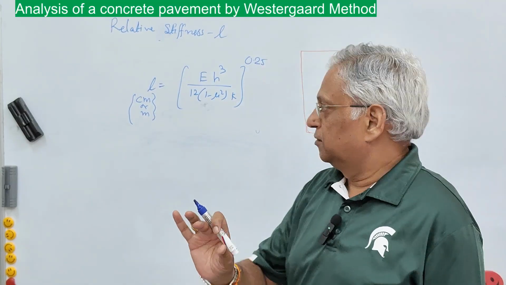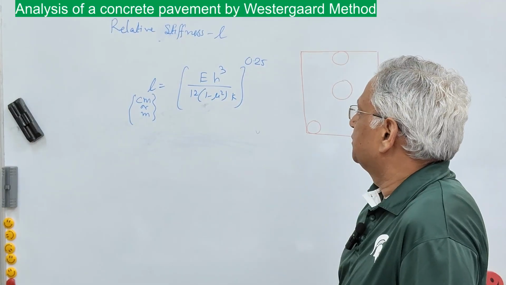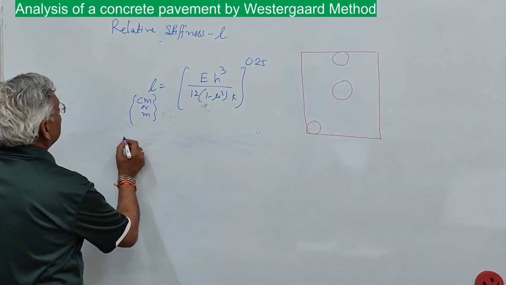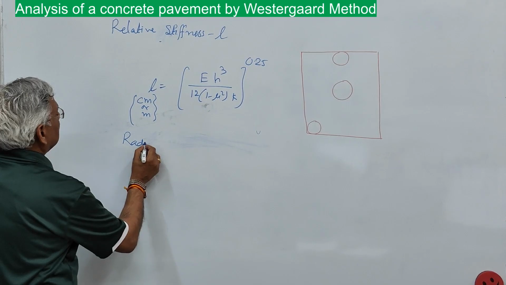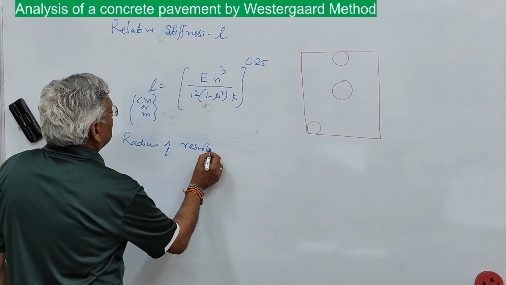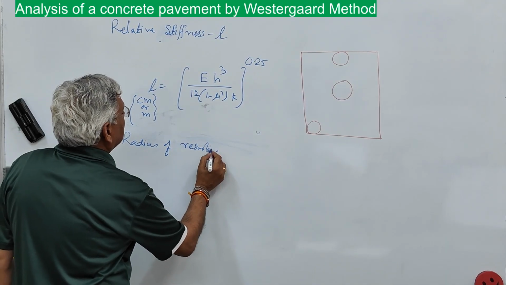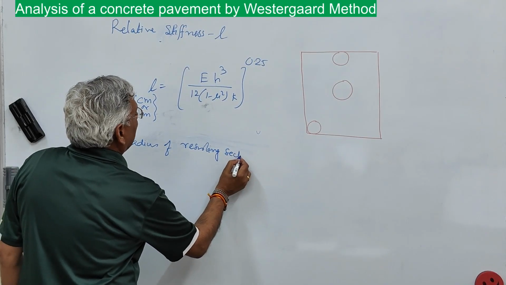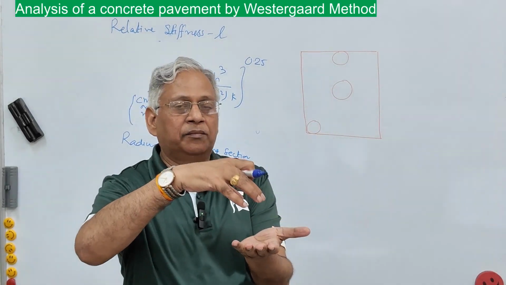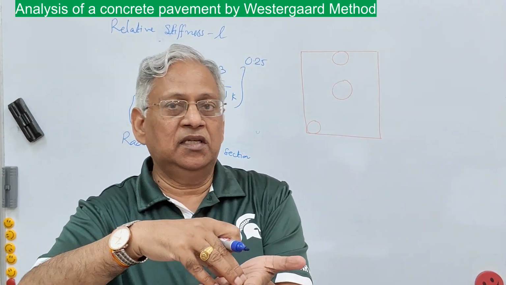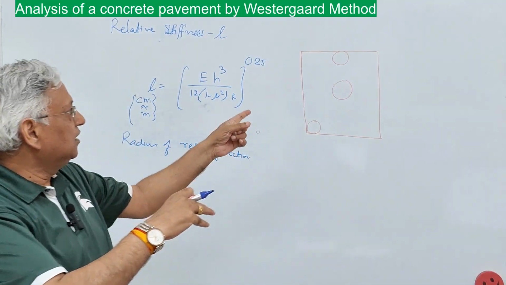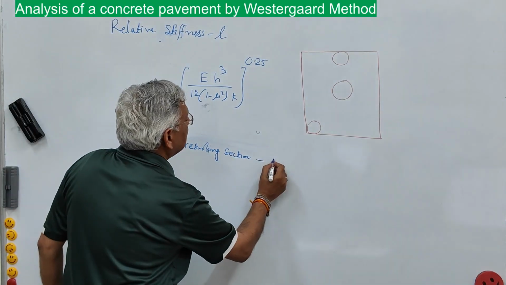This was derived by Westergaard himself. Another important parameter in this is the radius of resisting section. When a load is applied here, there is a small area of the pavement slab which will resist the bending moment in the slab, and this radius is denoted by b.